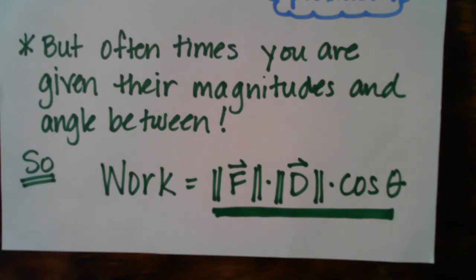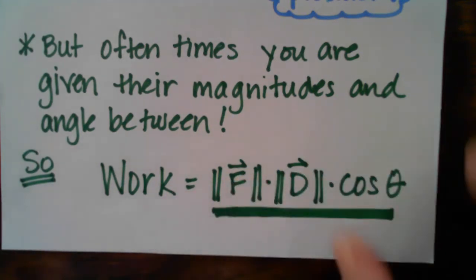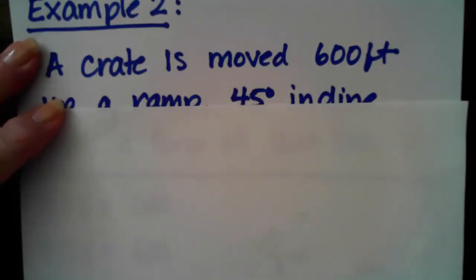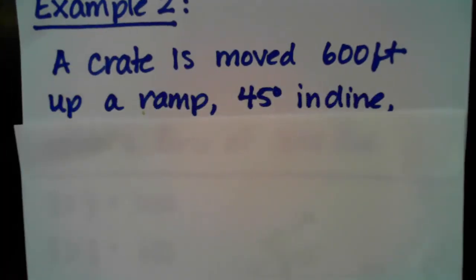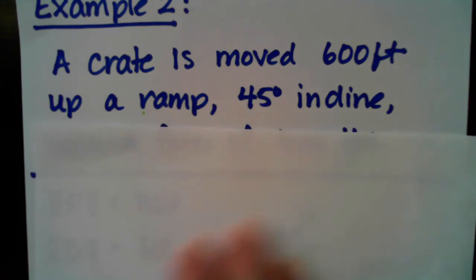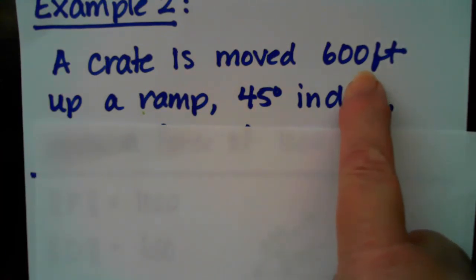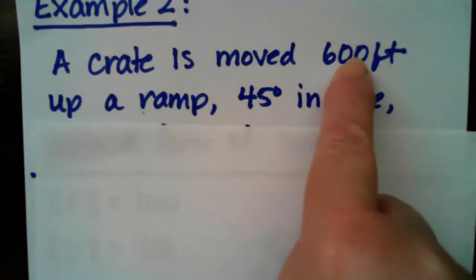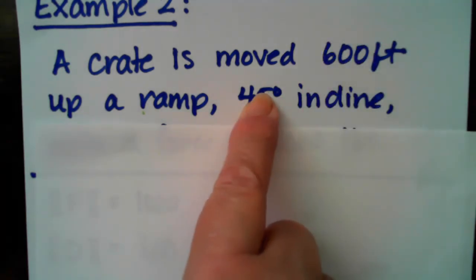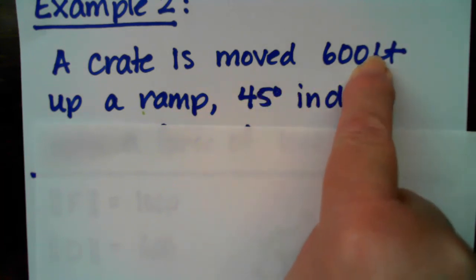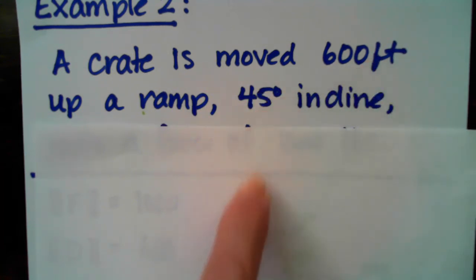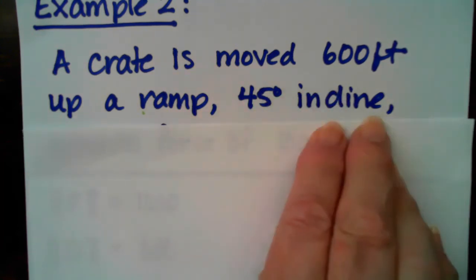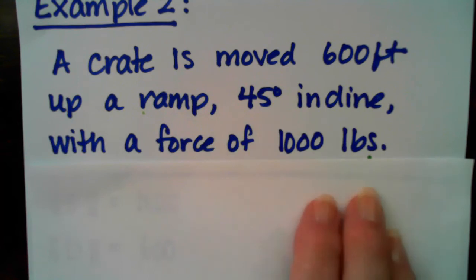So let's look at an example that has to do with work. In that example, we have a crate, and it's going up a 45-degree incline, and it is moved up that incline 600 feet. So this is the displacement vector, that it was moved 600 feet at a 45-degree angle. So we've got its magnitude, and we have this angle, and that's actually the angle between the way the crate is moving and what is making it happen.